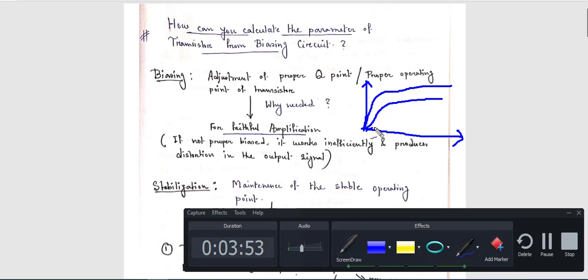So if it is CE configuration, your x-axis variable will be voltage, that means VCE, or you can say VEC, both are same. So collector emitter voltage on the x-axis and your output current, that is IC, on the y-axis. Now why am I saying this? Because biasing has a relation with this output characteristics.